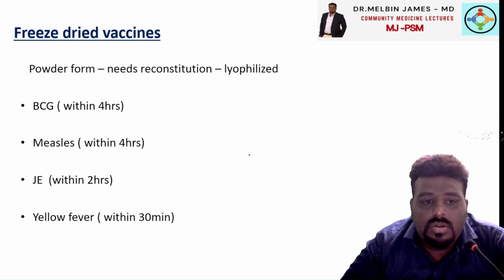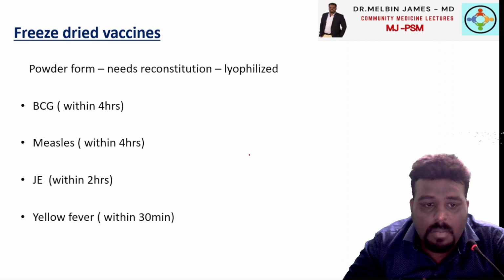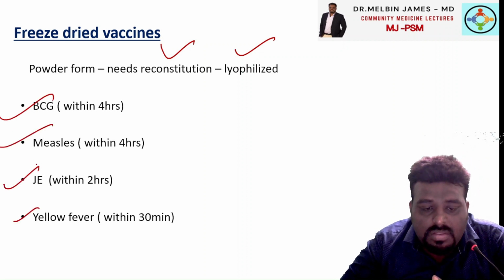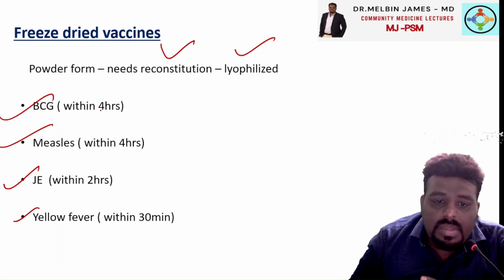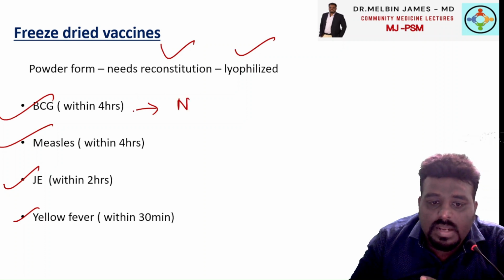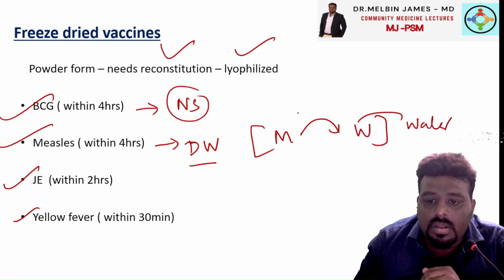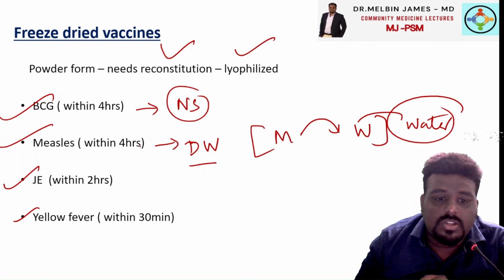Coming to the freeze-dried vaccines, as I said, they are in powder form, which needs to be reconstituted or lyophilized. Some of the freeze-dried vaccines are BCG, measles, JE, and yellow fever. Once we reconstitute, that is once we add a diluent, it should be used within 4 hours. For BCG, the diluent used is NS, normal saline. For measles, it is distilled water. How I remember it: if you reverse the M of measles, it becomes W for water. So distilled water is for measles, and for BCG it is normal saline.